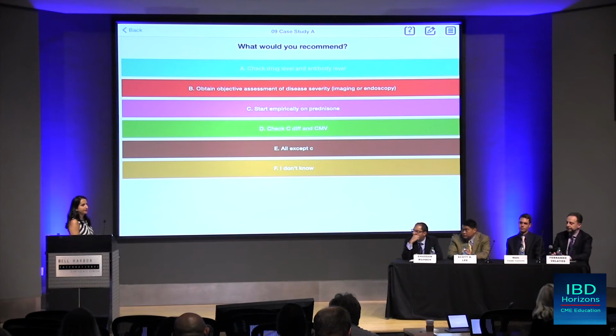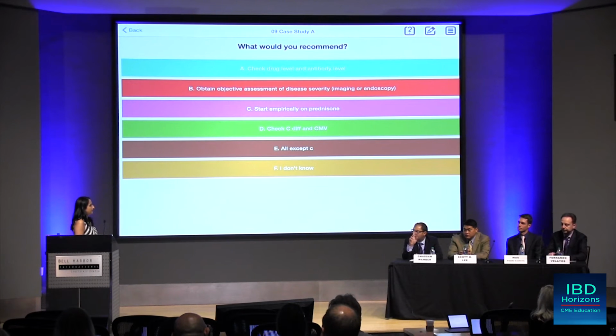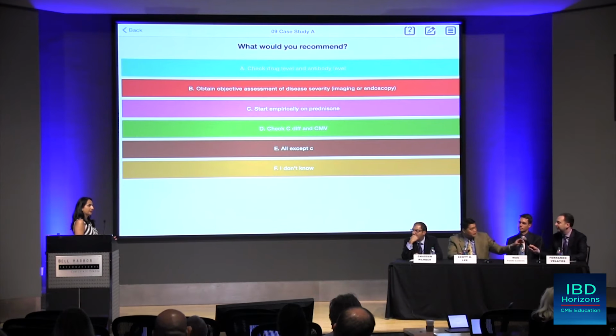So Dr. Vallejos is suggesting that first we should rule out infection as well as check drug levels and antibody levels. But Dr. Vallejos, the patient says, I've been dealing with this for so long. How long until you get these levels back and will you make a decision for me?